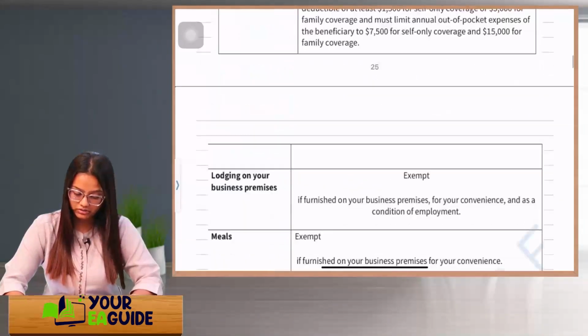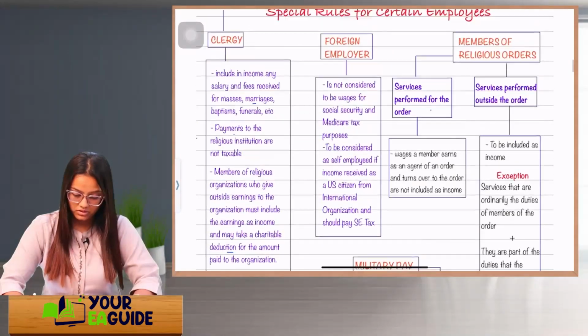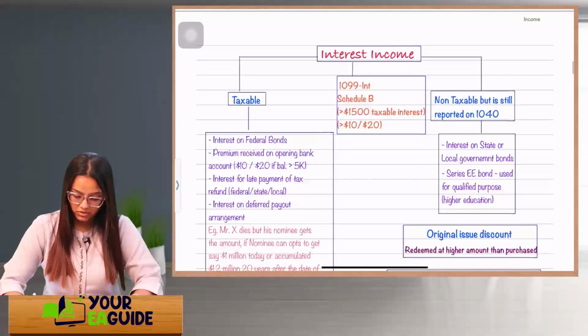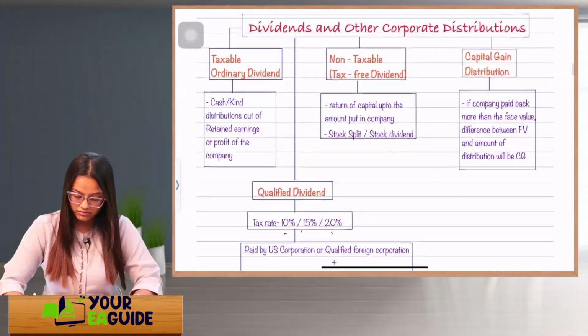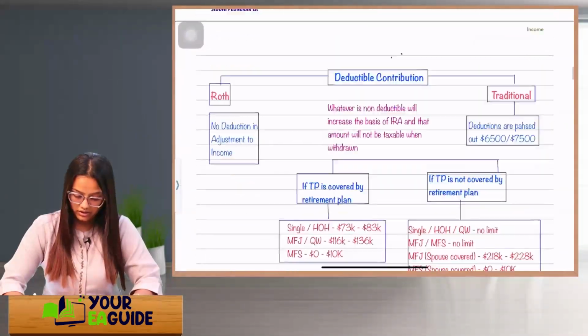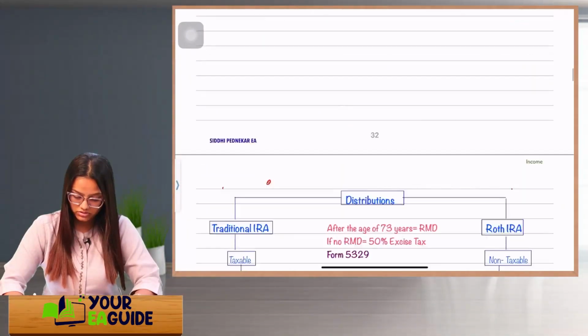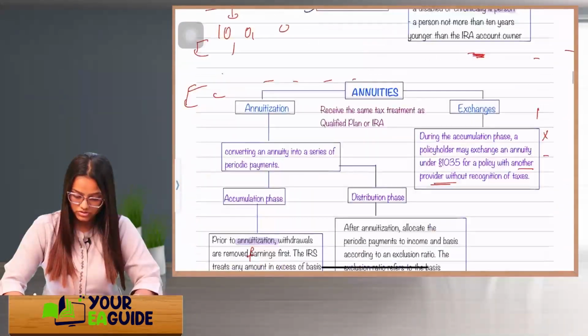Let me check on the next pages. Special rule for certain employees: interest, dividend, IRA is fine, deductible, distributions, death.